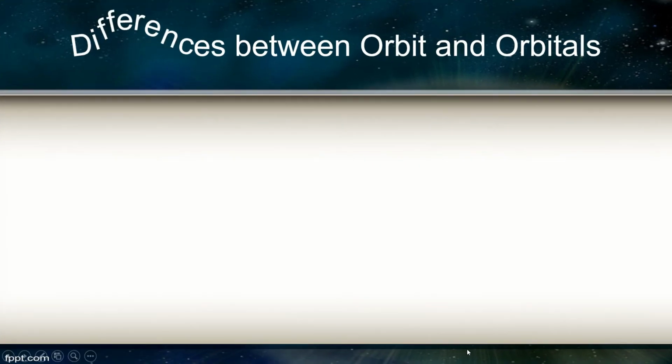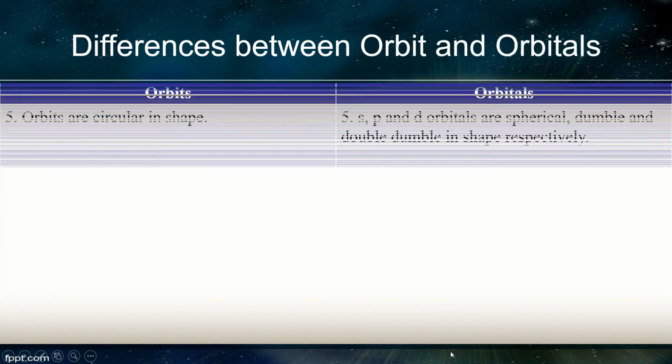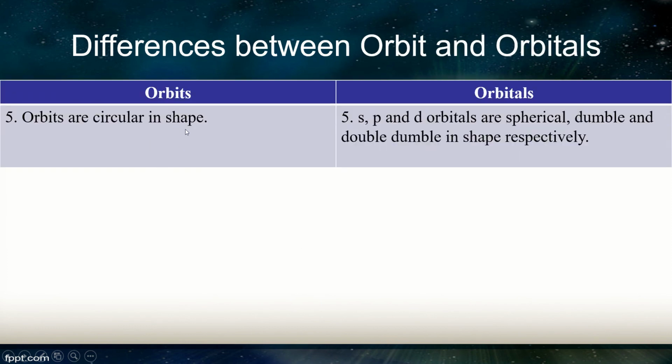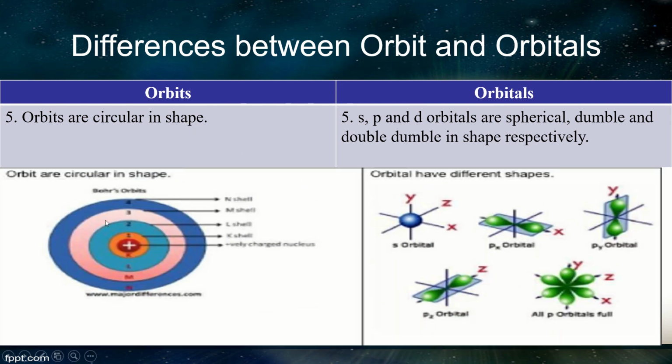Some more differences are: orbits are circular in shape. Orbitals are different in shape. s, p and d orbitals are spherical, dumbbell and double dumbbell in shape respectively. Look, this is the shape of an orbit. All orbits are circular in shape, and these are different orbitals and their shapes are also different.